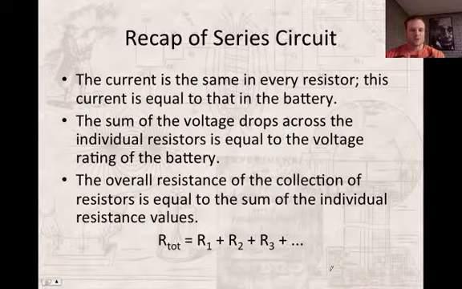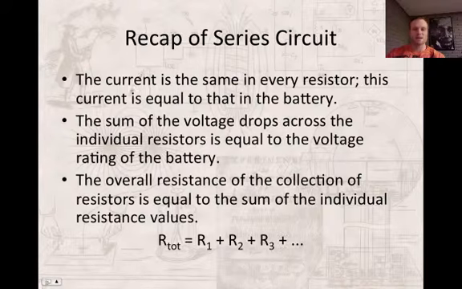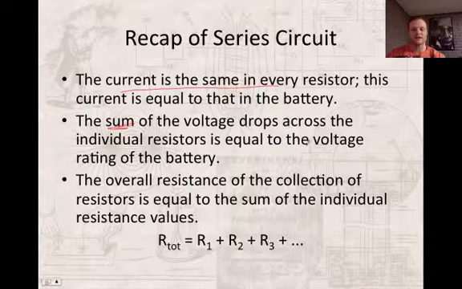Just to recap the series and parallel circuit, looking at a series circuit, the current is the same everywhere in a series circuit. And that current is equal to that in the battery. Also, the sum of the voltage drops across the individual resistances is equal to the voltage rating of the battery. So those are two things that are helpful to keep in mind for series circuits.